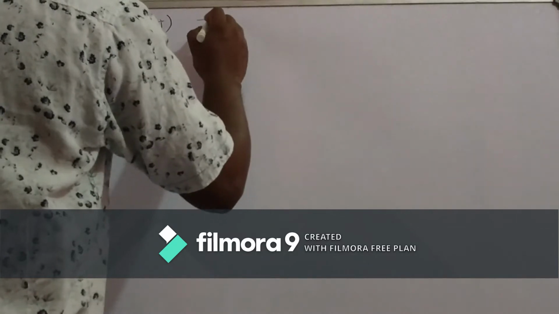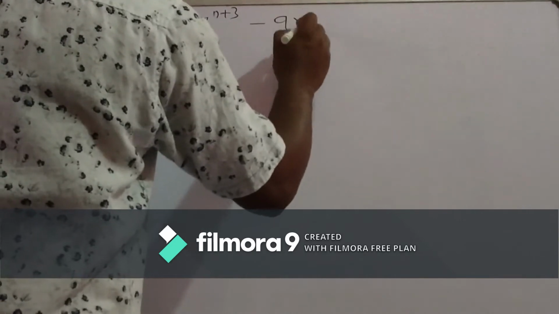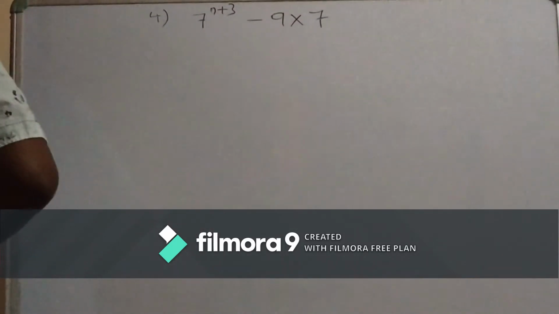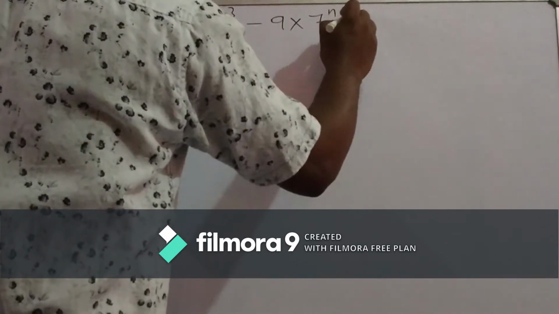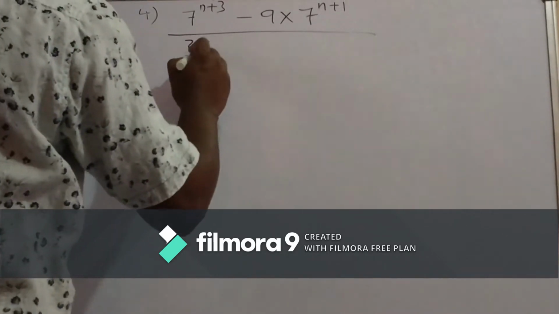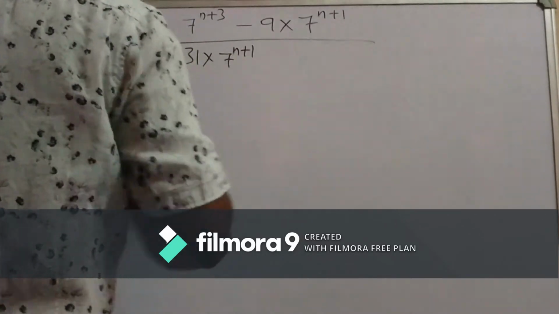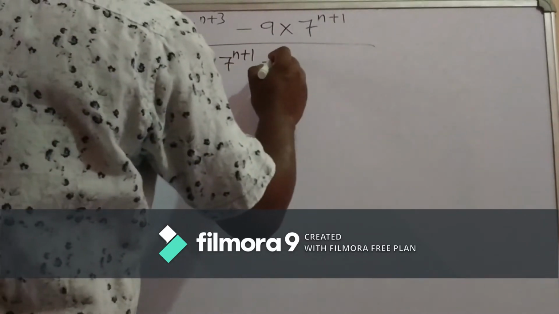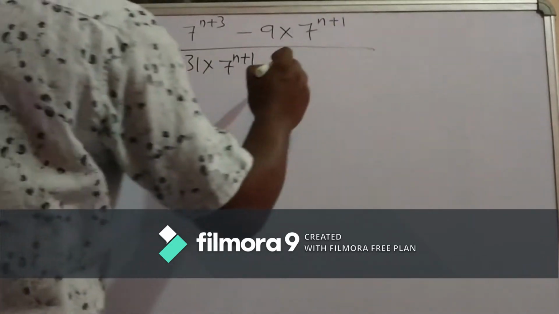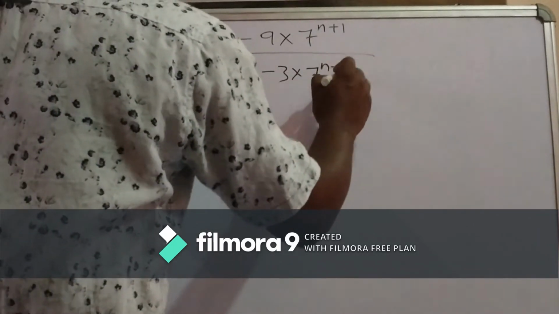Suppose question number 4. 7 to the power n plus 3 minus 7 to the power n plus 1, all divided by 31 into 7 to the power n plus 1 minus 3 into 7 to the power n plus 1.